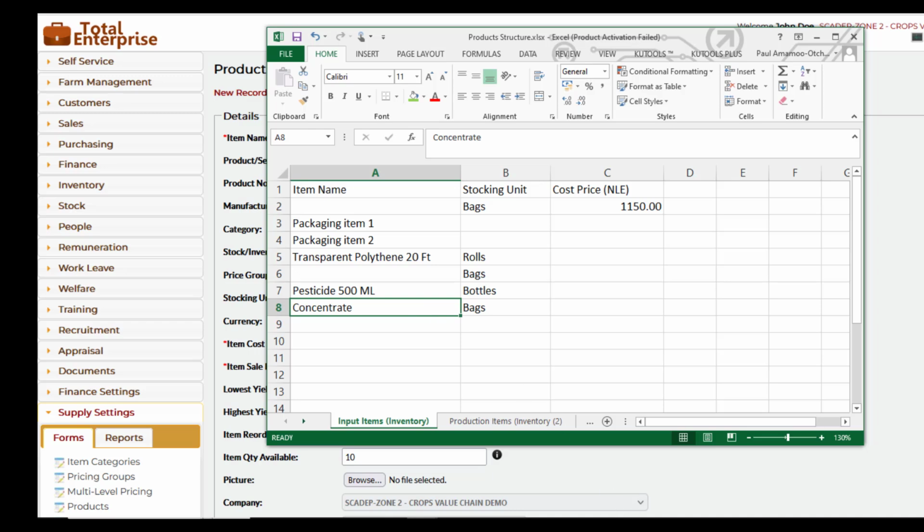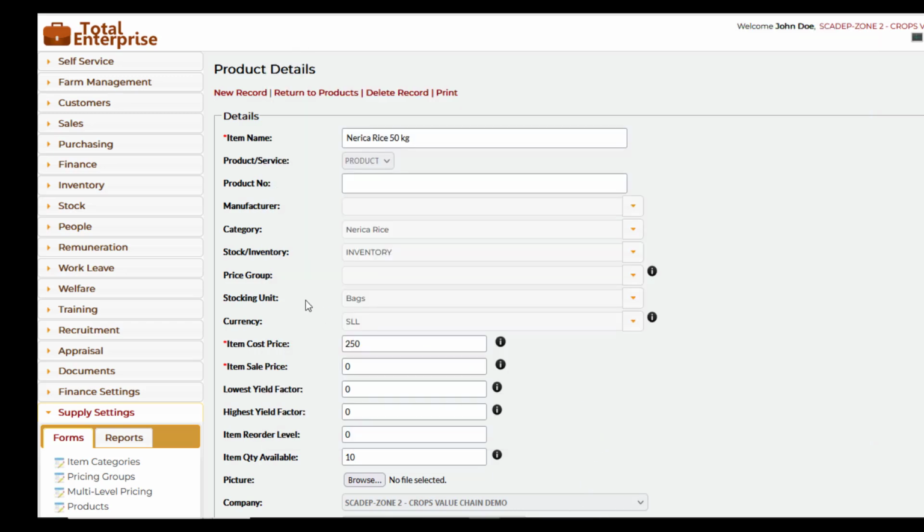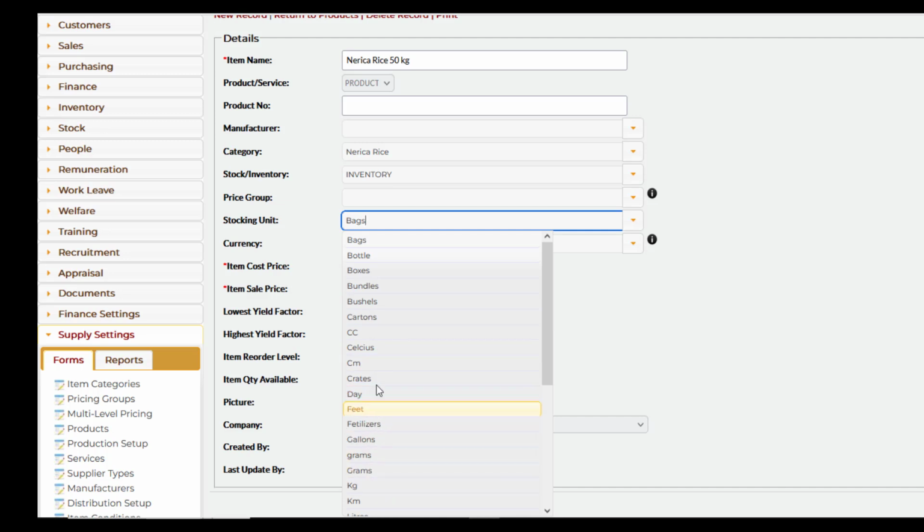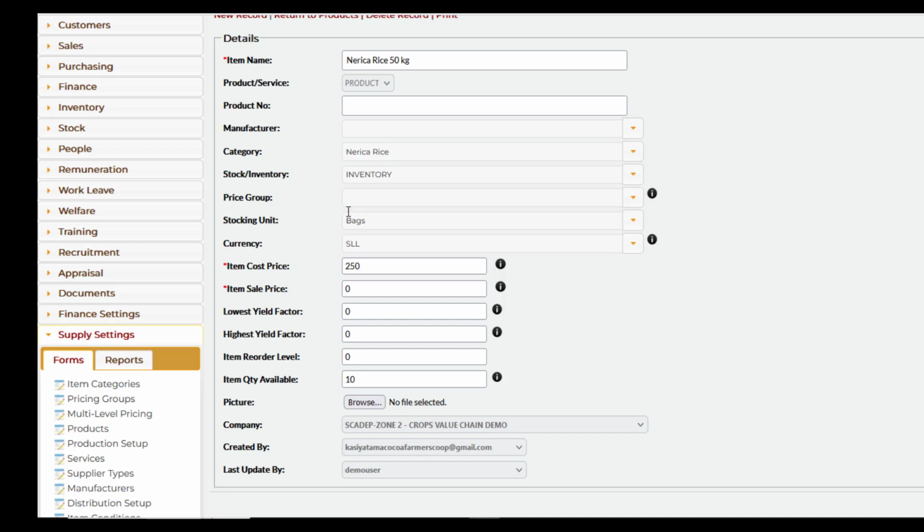And so in the example here, if you look at TotalEnterprise, you have stocking units, and in the drop down we've got all these different stocking units. Some of the scientific metrics are here: Celsius, temperature, centimeter, length, and then you have feet, you have grams, you have kilograms, metric tons, and all that. They are here. So TotalEnterprise doesn't limit you when it comes to your stocking unit. You can even expand the list here.